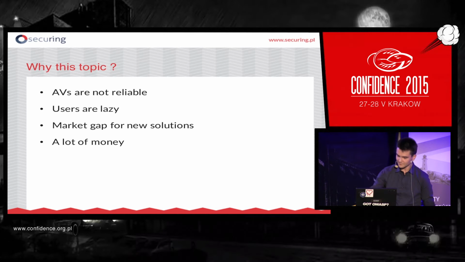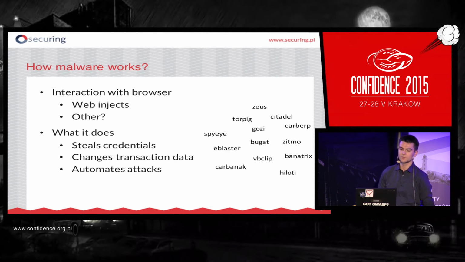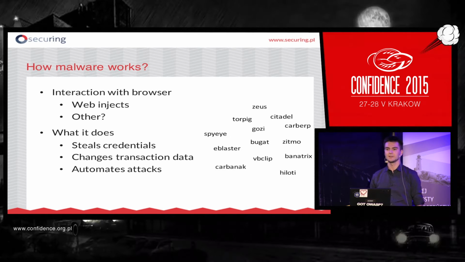We all know that. Okay, so how does malware work, or actually how does some malware work? First of all, it interacts with the browser using web injects. Most banking malware does it. They use web injects, which are small JavaScript code included into the banking website. It's done on the client side, so data is intercepted between the server and the client. Sometimes it works the other way, for example by changing the process memory of the browser, by changing the banking account address.